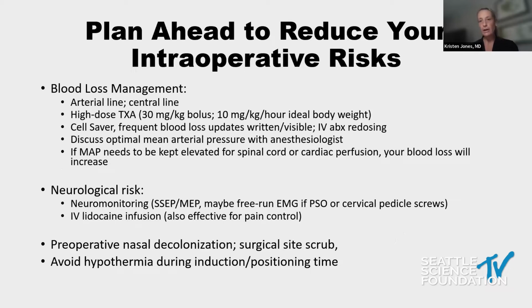So intraoperatively, how are we preventing our deformity risks? Essentially, many of us will use TXA, and utilize some device as a cell saver means. And I think it's very important to realize the higher your blood pressure has to be, the more blood you're going to lose, but some patients require that. So patients with cord compression, cord injury, cardiac perfusion deficits, all of those patients are going to have higher blood loss, and you have to recognize that ahead of time.